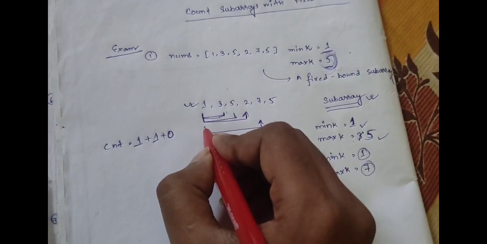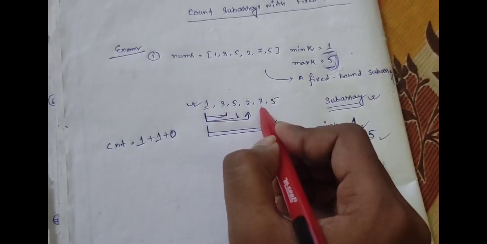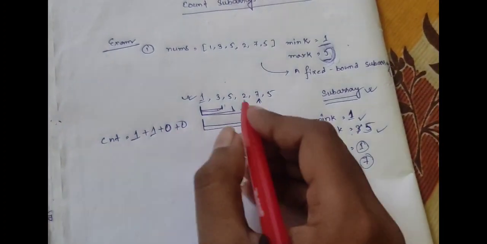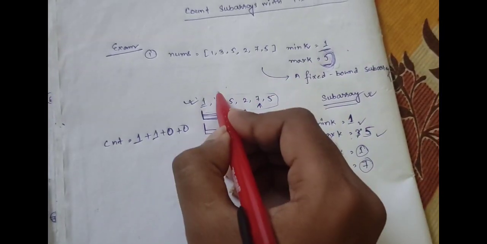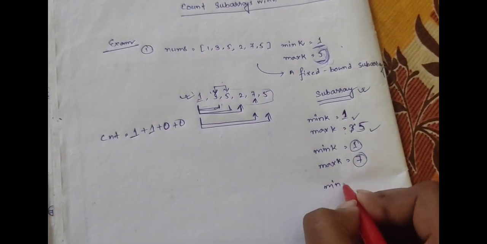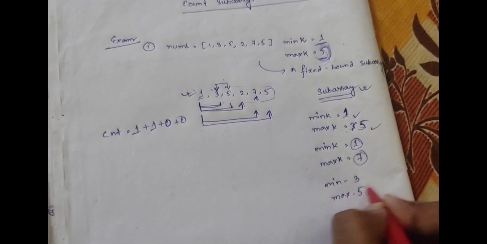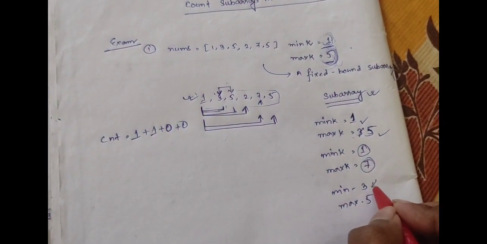Also you can check with this, 1 3 5 2 7 5. Their min is 1 and the max is also 7, so this is not possible. Now this starting point is done. Now you can check with 3, so 3 and 5. This is not possible because the min is 3 and the max is 5. You know their min should be 1, but here the min is 3.